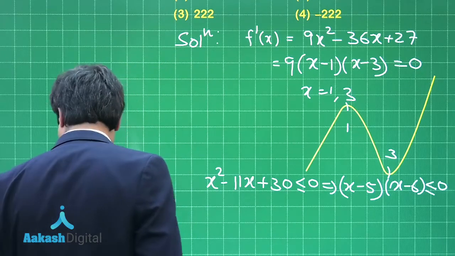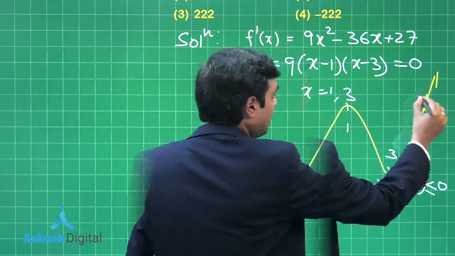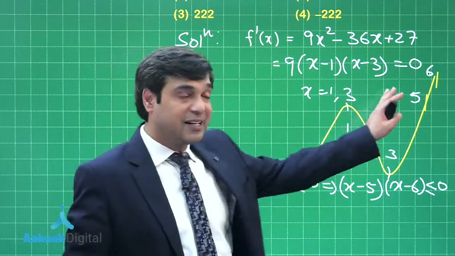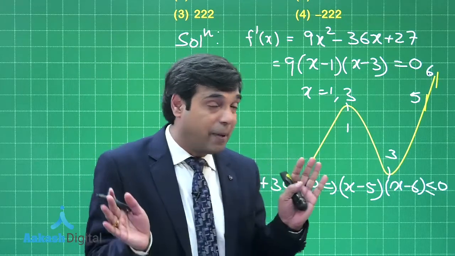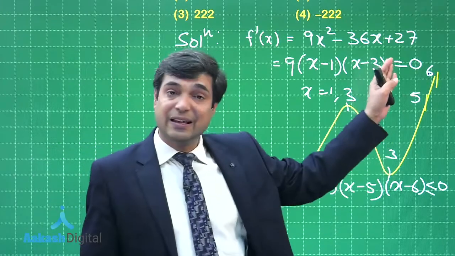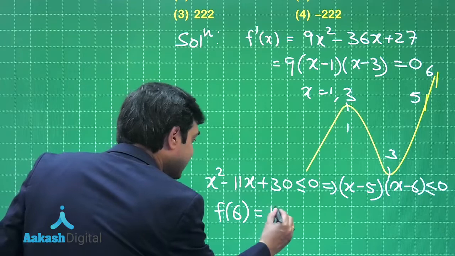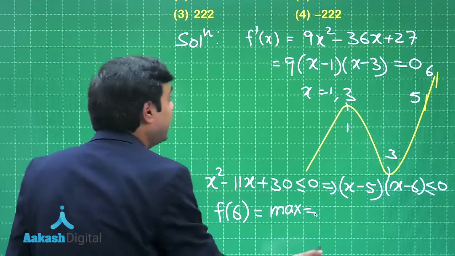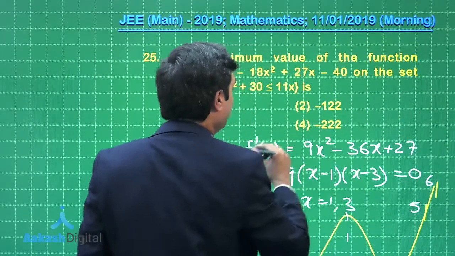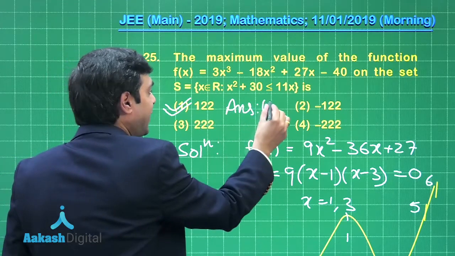When you are talking about the interval 5 to 6, that means you are saying somewhere here, and in this case say here. Now, x is lying in the interval 5 to 6, clearly we can see the maximum value will be obtained at 6 only, because after 3 it is increasing. So, just find the value of the function at 6, that is the maximum value. Put the value in the given function and you obtain the value as 122. So, the correct option is option number 1. Let us mark it as the answer.